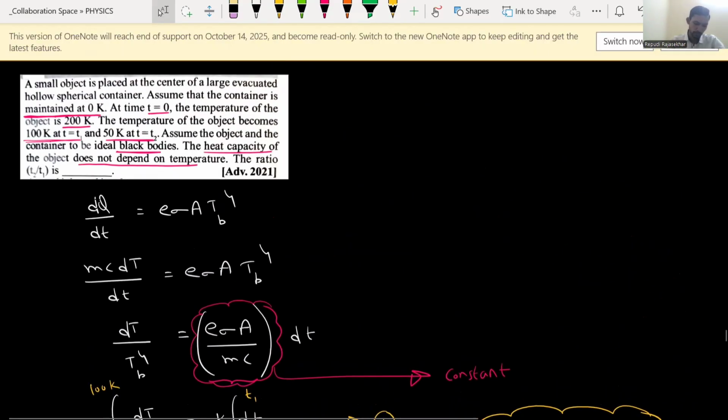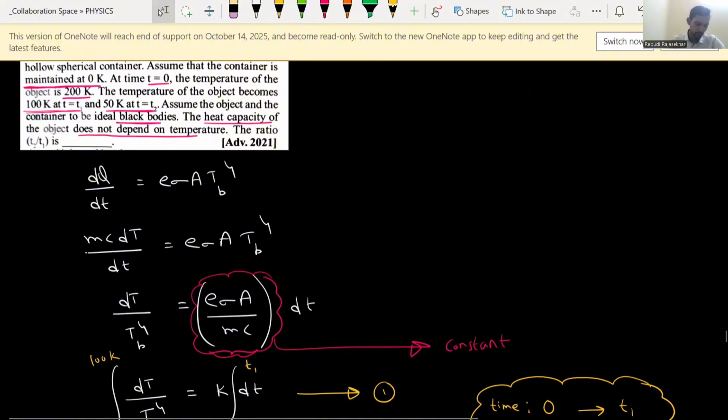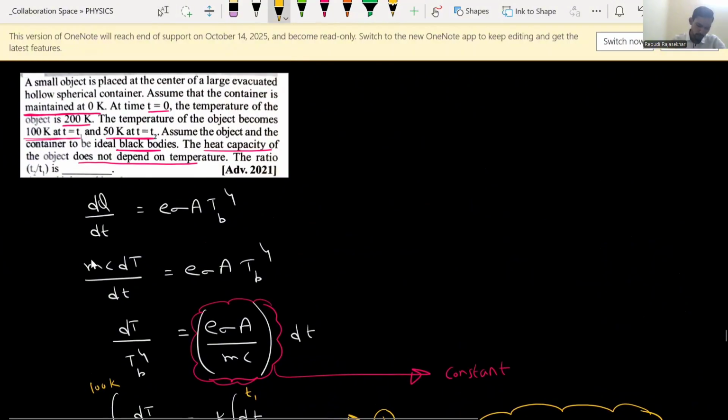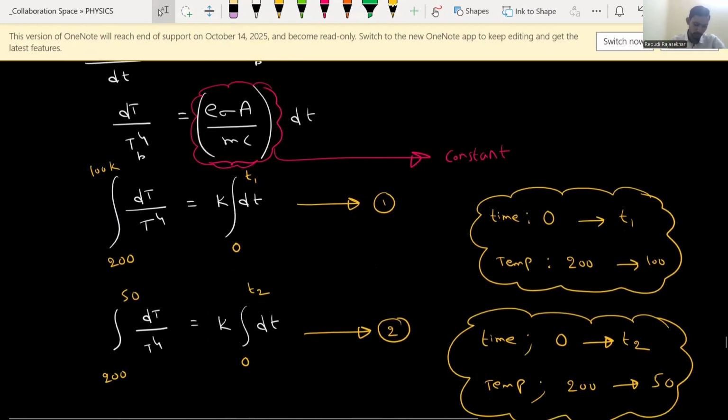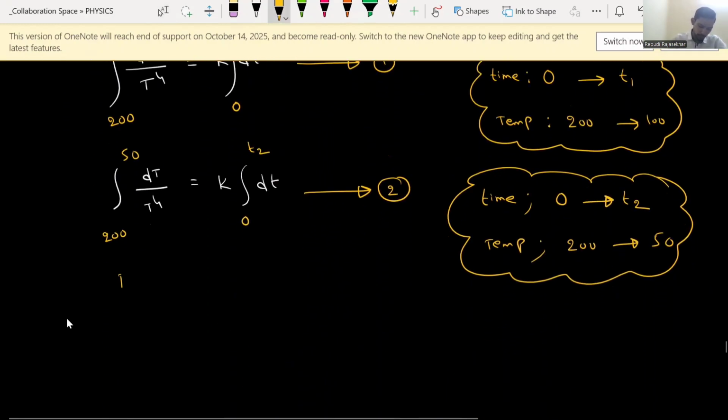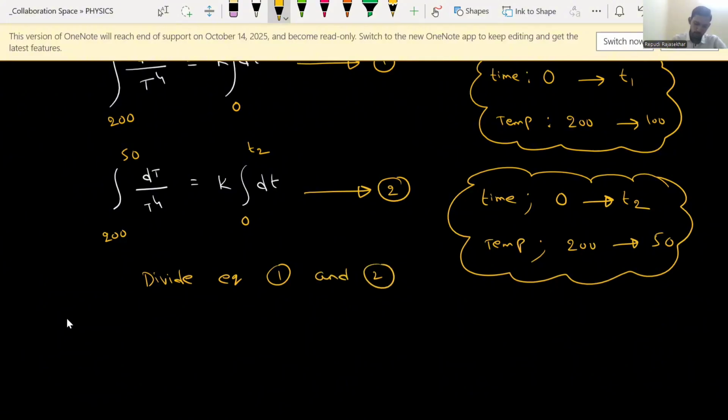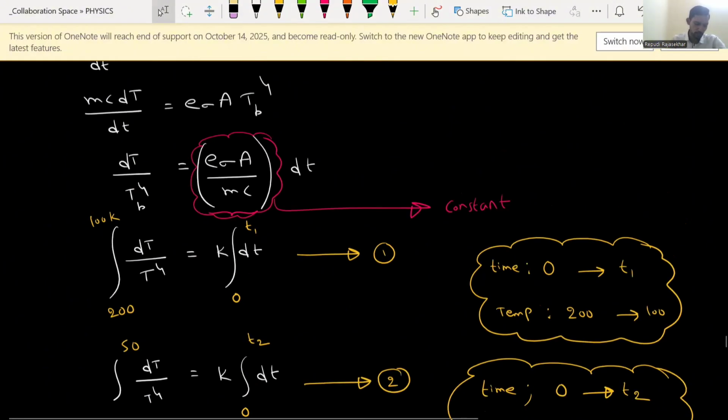What is the required thing? They are asking, assuming the heat capacity of the body does not depend on temperature, what is the ratio of T2 by T1? So apply integration and divide, not direct division. Apply integration and divide equations 1 and 2, and you get the required result.